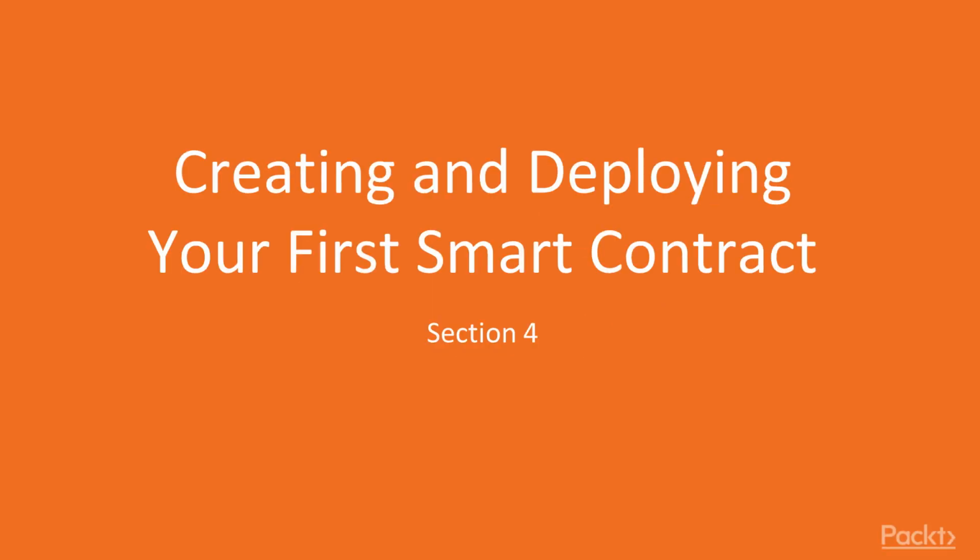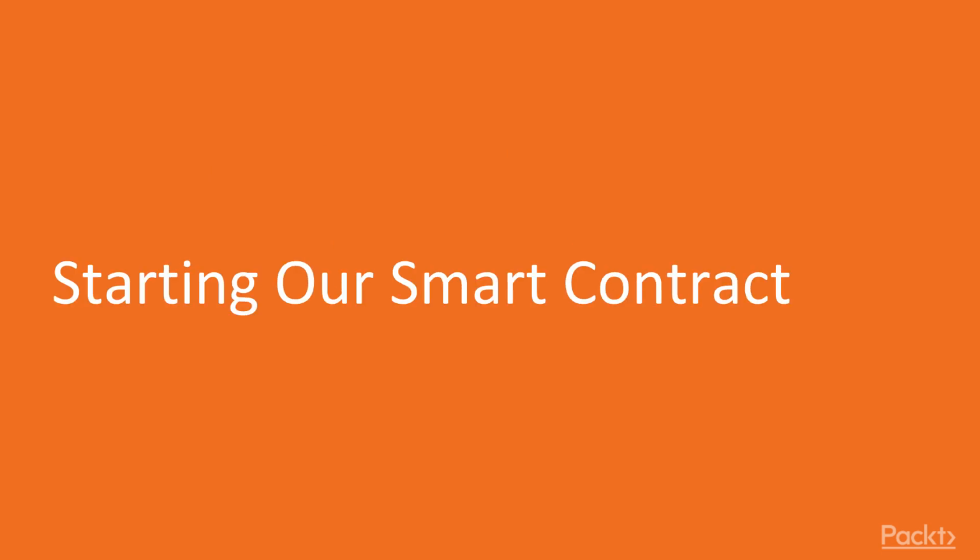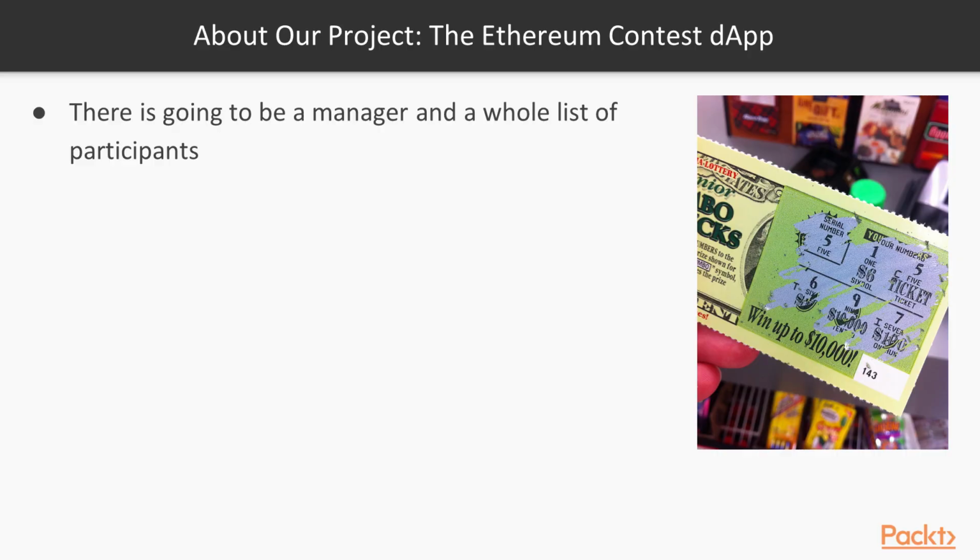Section 4. Creating and deploying your first smart contract. So let's kick things off here with starting our smart contract. Our project is going to be a simple contest dApp. The way our dApp is going to work is that there's going to be a manager and a list of different participants.